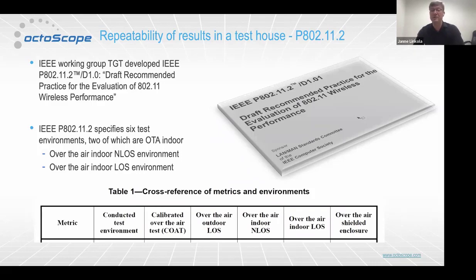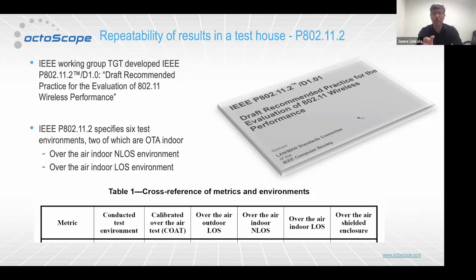This is in fact so important that IEEE had an entire working group dedicate their time for a long time. The working group TGT worked a few years ago and produced a set of recommendations to follow in various kinds of testing. They looked, in fact, at 6 different kinds of environments, and the purpose was to identify best practices, procedures that would ensure repeatability and reproducibility of results. They looked at conducted environments, various kinds of over-the-air environments, as well as different kinds of shielded enclosures.